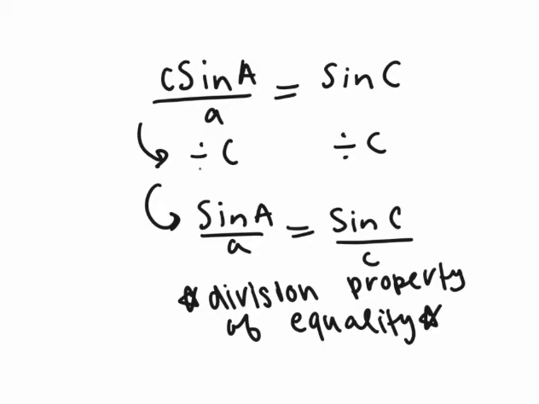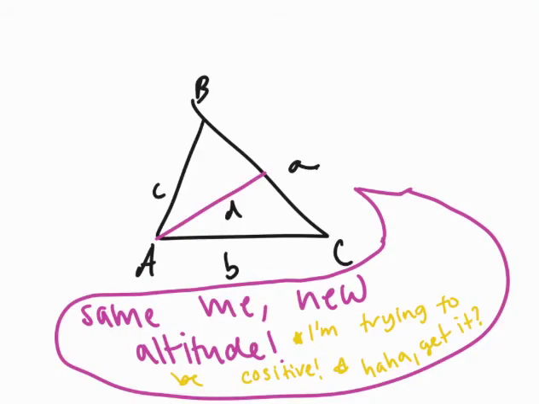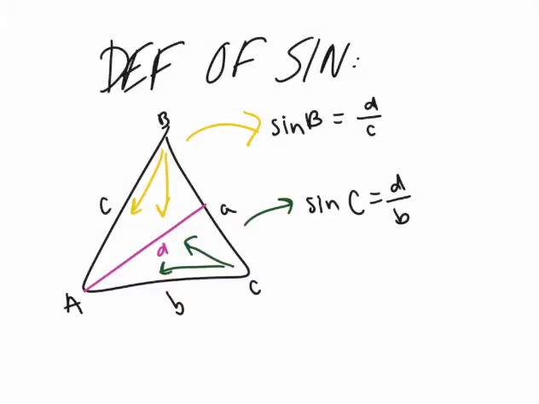Now we're going to do that on the other side. Take the definition of sine, a new altitude we've drawn. We can say that sine of B is equal to D over C due to SOHCAHTOA, the definition of sine. Then we are going to take sine of C is equal to D over B.